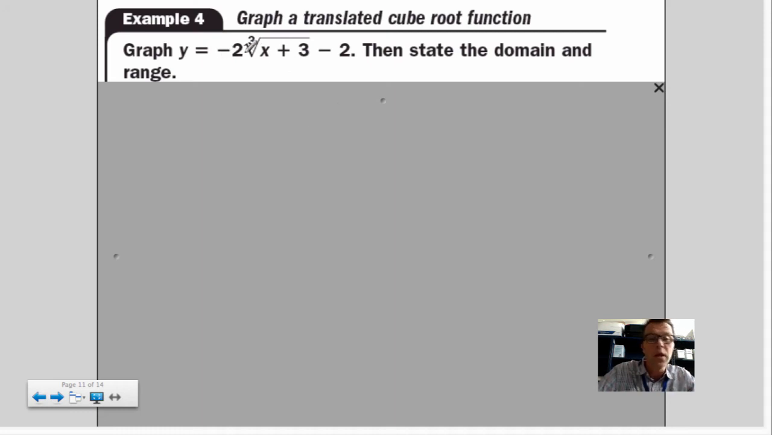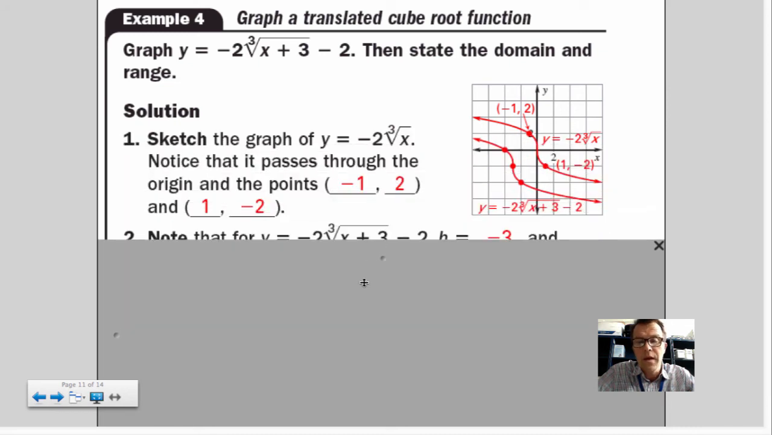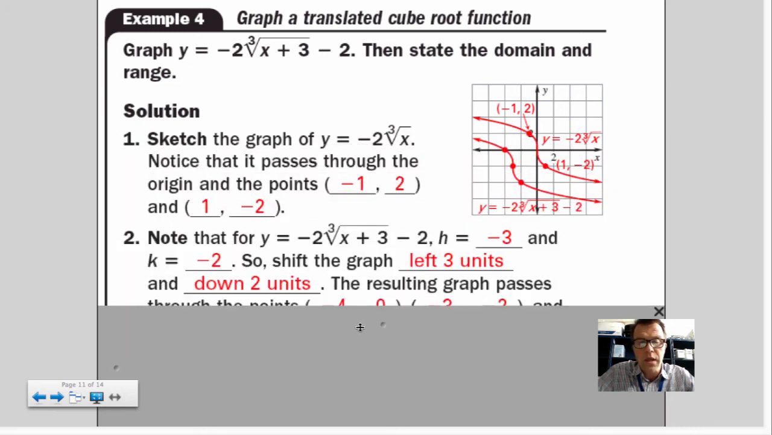All right, so here we go. This guy, they gave everything. Why everything? Because of the negative. So we're going to flip the graph. We're going to multiply by 2. We're going to do a horizontal shift. This is going to shift at -3. And we're going to shift down -2. And again, because we're doing the third root, you need to think of the original parent graph. So here we go. This is how they're going to help us out.